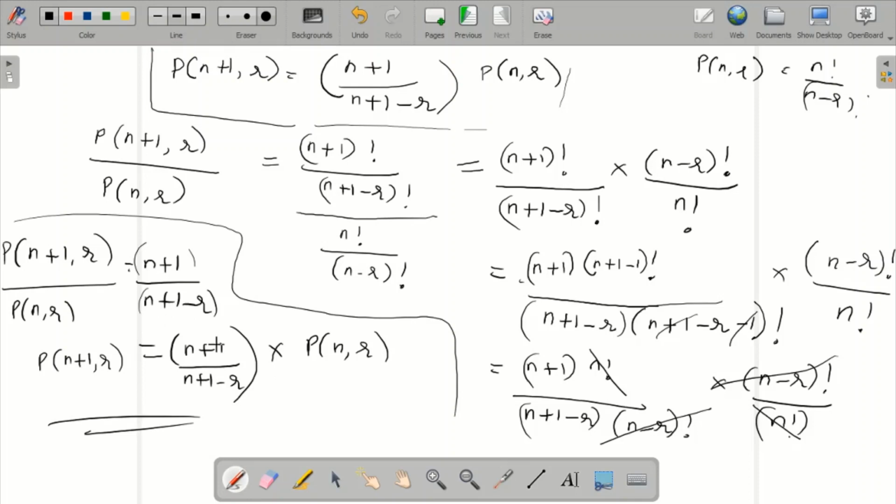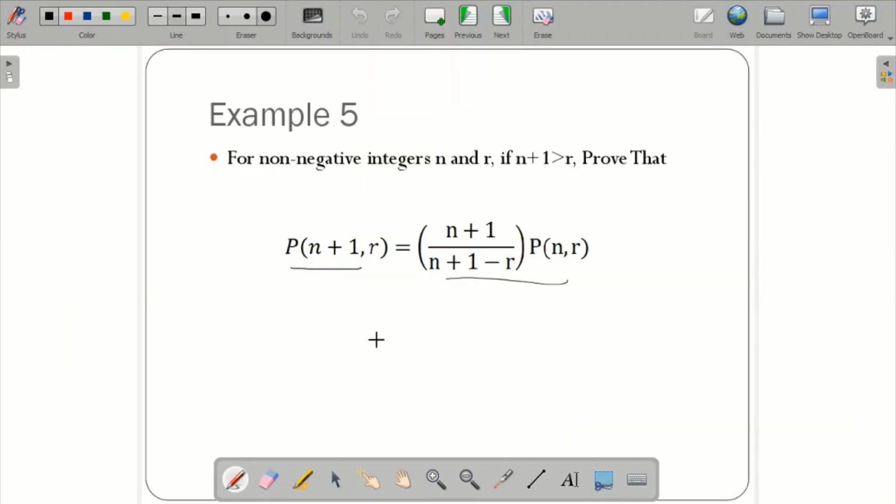So by this we proved what was required: P(n+1, r) is equal to (n+1) divided by (n+1-r) into P(n, r). So we proved left-hand side is equal to right-hand side for non-negative integers n and r.